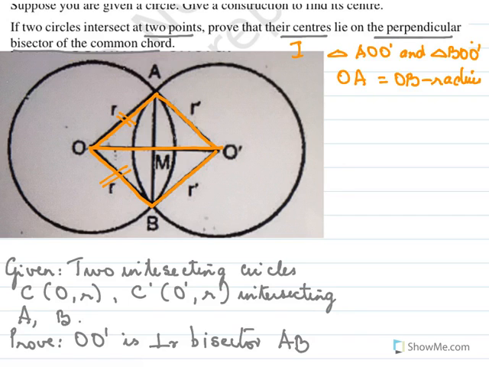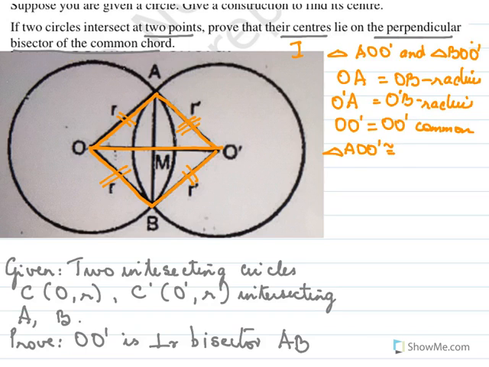Next you will find that O dash A will be equal to O dash B, again because they are radius, the same radius. And we have OO dash is common. OO dash equal to OO dash, it is common. So the triangles are congruent. Triangle AOO dash is congruent to triangle BOO dash by SSS test.